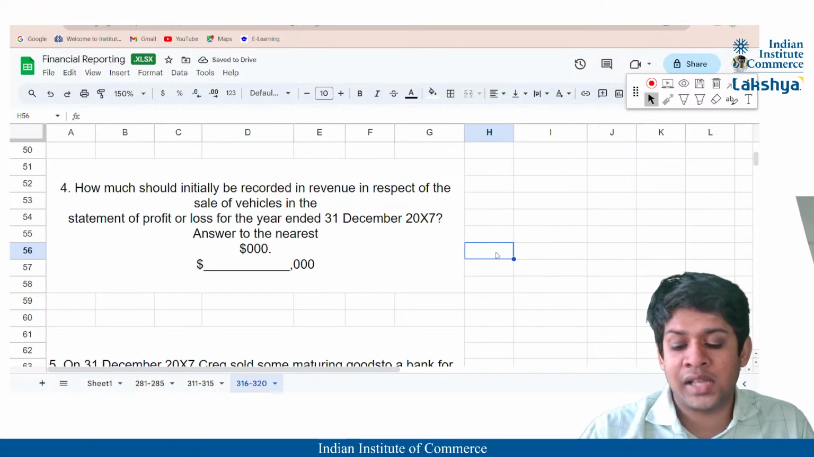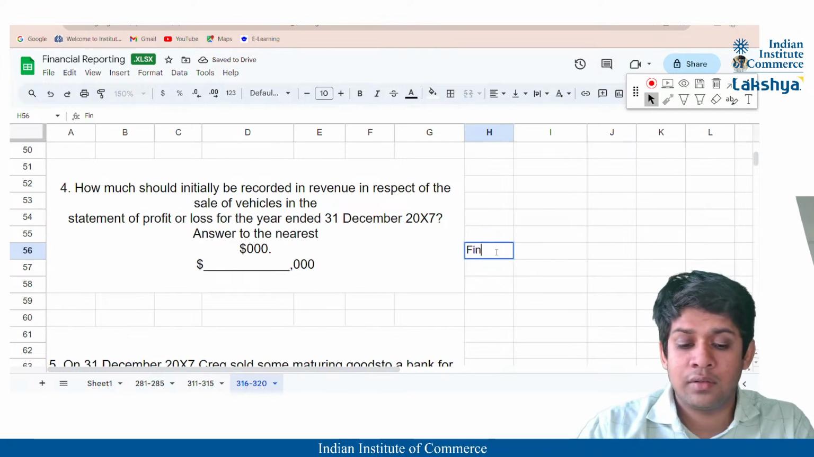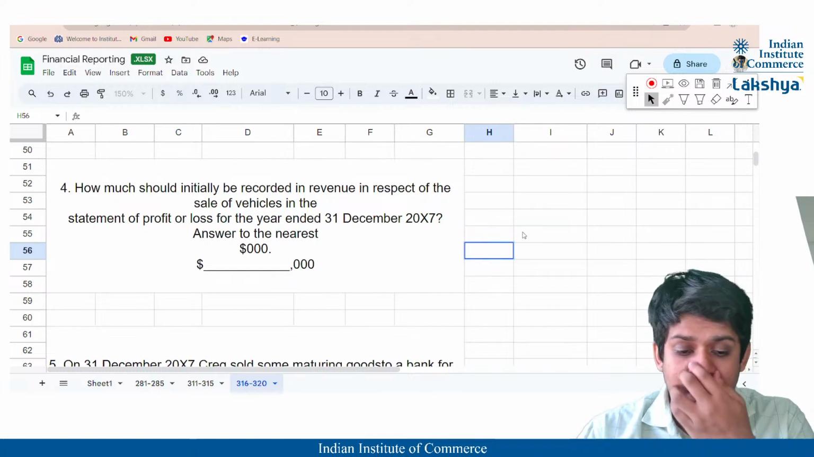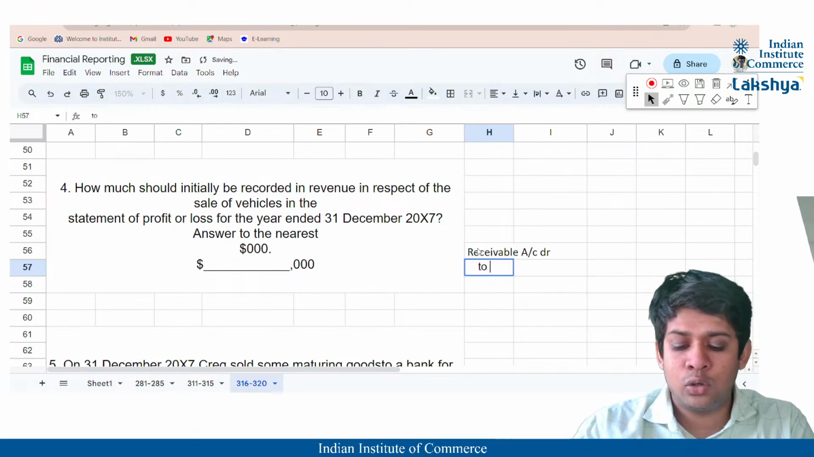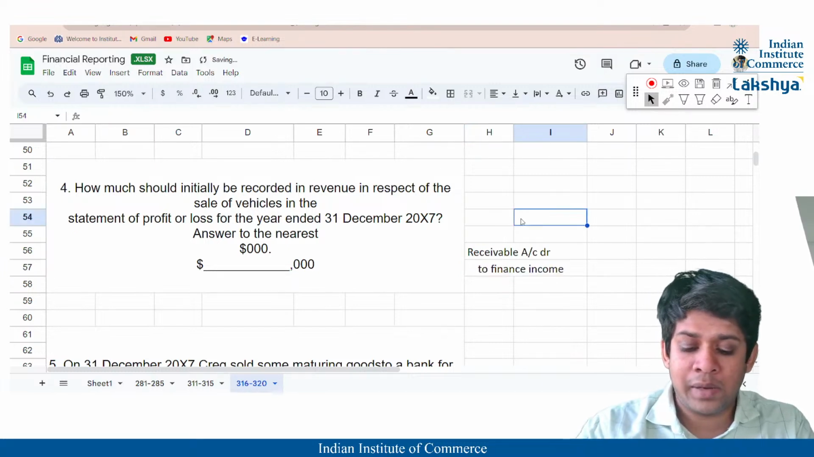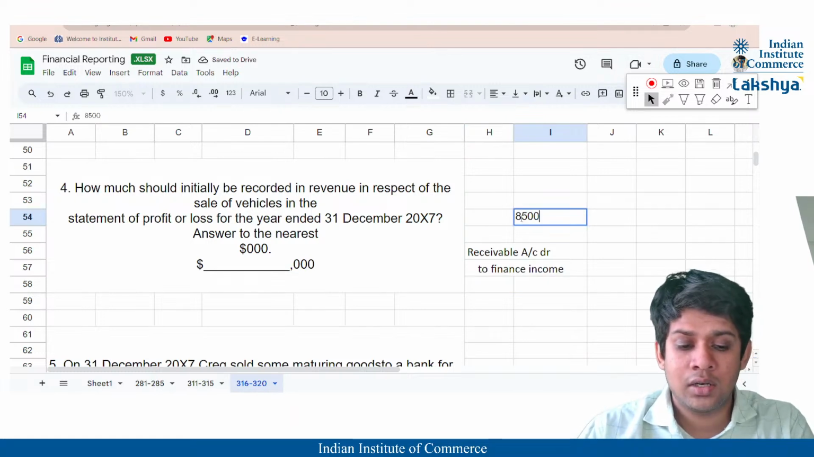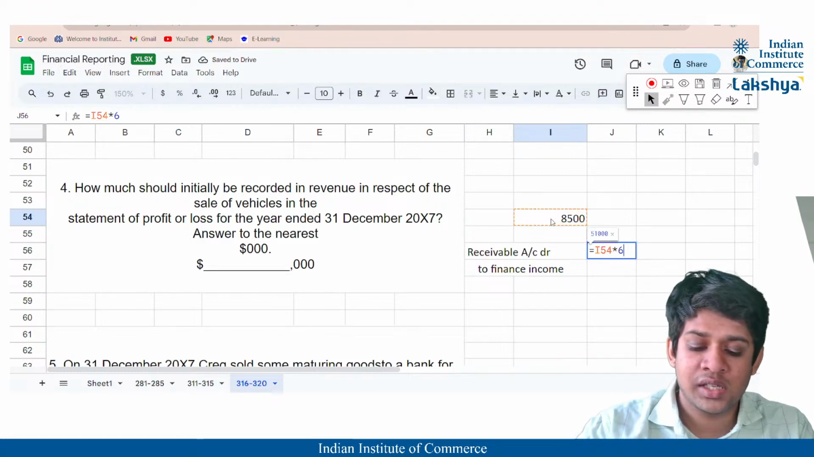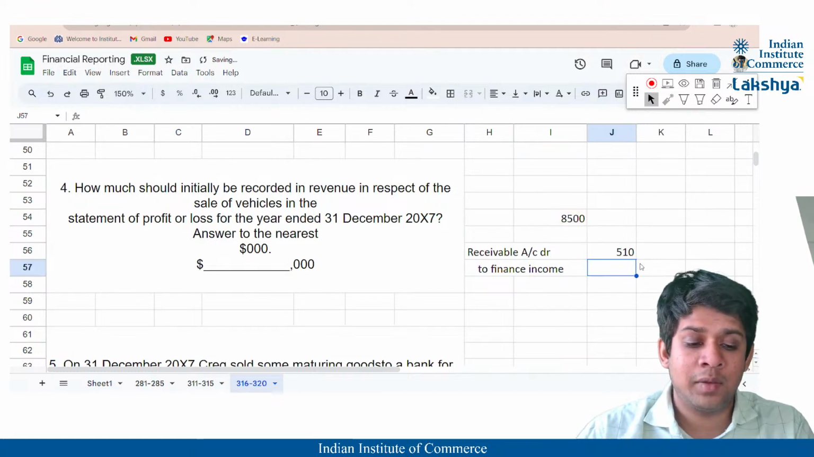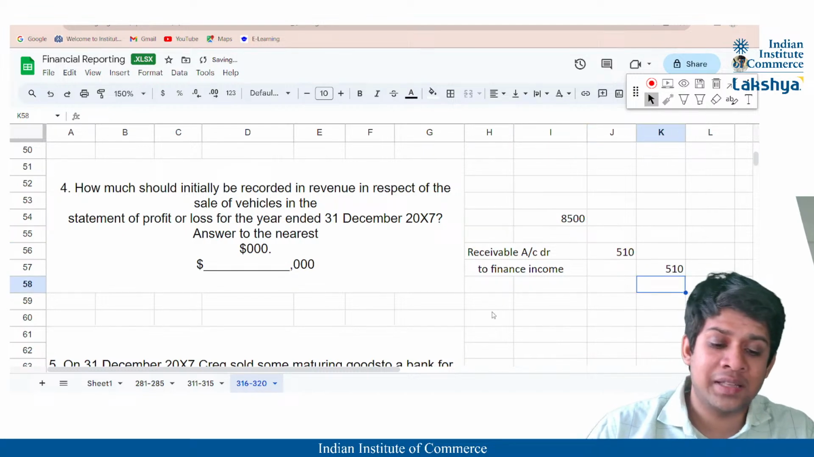Eventually, later on, by the second year end, you will charge again. What will you charge? You will actually treat that amount as receivable, right? So the receivable account will be debited, and 2, you will charge finance income. Okay, always remember this. It will be nothing but the present value was 8,500, right? So it will be 8,500 into 6%. That will be 510 that you will charge by the next year.